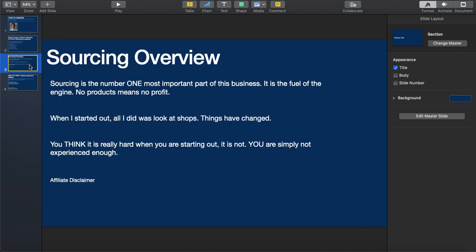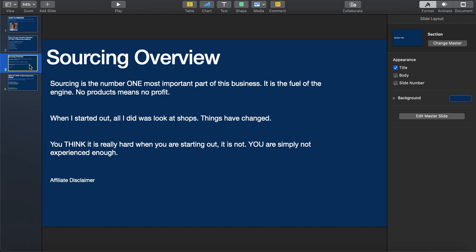Sourcing overview. Sourcing is the number one most important part of this business. It is the fuel of the engine. No products equals no profit. So what do I mean by this? If you put bad fuel, illegal fuel, like red diesel, into a normal car for too long, A, it's illegal, but B, it can actually damage the car. Just like if you put dodgy petrol or dodgy diesel into cars or motorbikes, you won't see much of a difference to start with, even though the performance may be lacking. But over time, that will seriously affect your business.